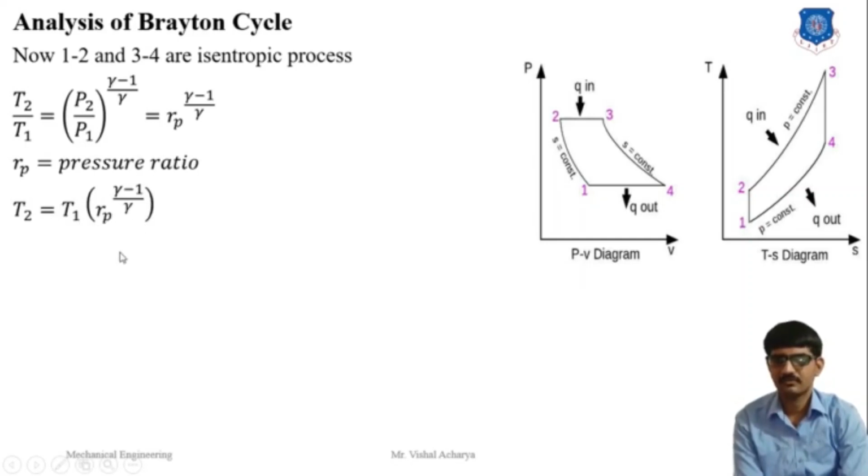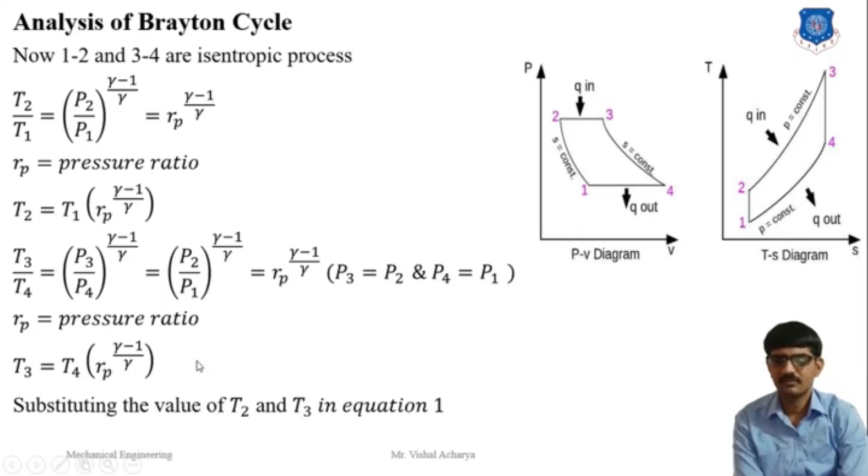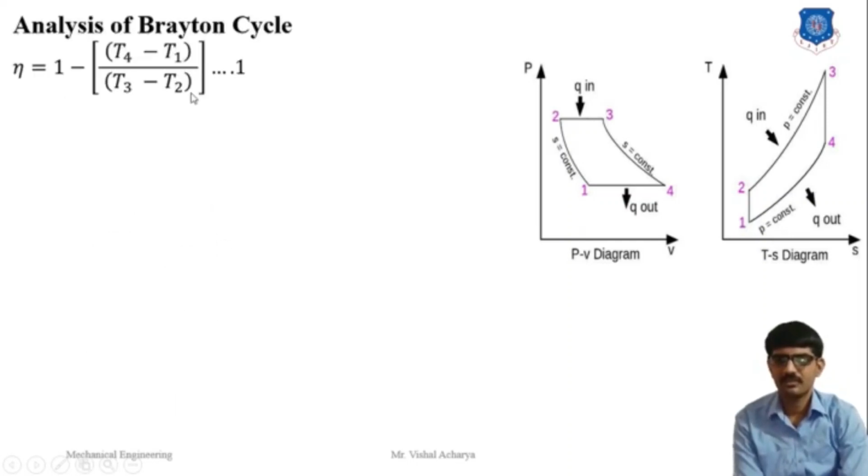Same for T3 by T4, which is equal to (P3 by P4) raised to (gamma minus 1) by gamma. Here P3 is equal to P2 and P4 is equal to P1. So we write that T3 by T4 is equal to Rp raised to (gamma minus 1) by gamma. So T3 is equal to T4 into Rp raised to (gamma minus 1) by gamma. This value we put in equation number 1, so we get the efficiency of the Brayton cycle.